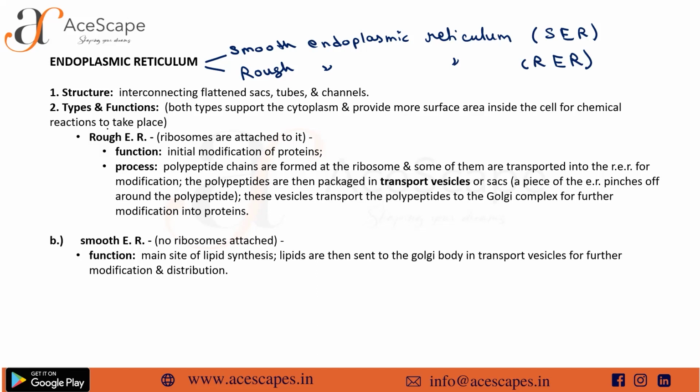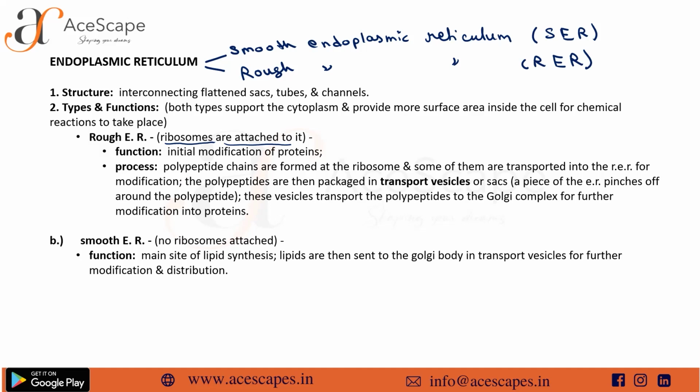So here, first, let's take the rough endoplasmic reticulum. Ribosomes are attached to it. The initial modification of proteins happens here in the rough endoplasmic reticulum. And how does it happen? The polypeptide chains are formed at the ribosome and some of them are transported into the rough endoplasmic reticulum for modification. The polypeptides are then packed in transport vesicles or sacs.